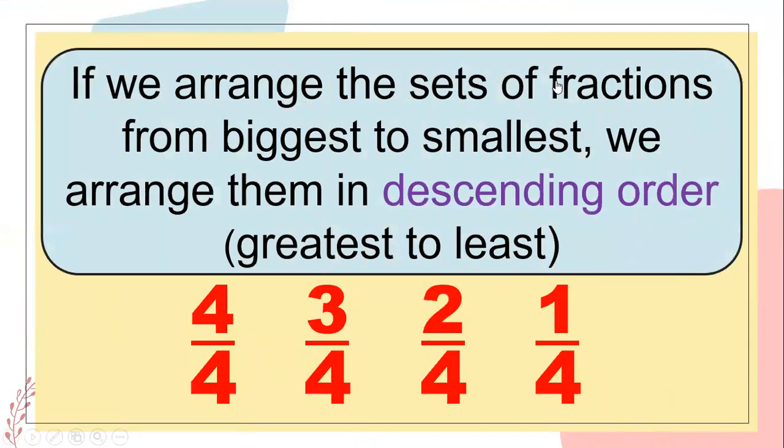Next, if we arrange the set of fractions from the biggest to the smallest, we arrange them in descending order, or greatest to least. We have 4/4, 3/4, 2/4, and 1/4. As you can see, 4/4 is the greatest fraction and 1/4 is the smallest fraction. This is arranged in descending order.